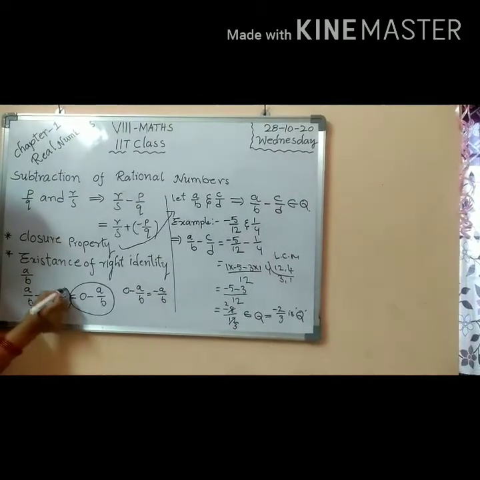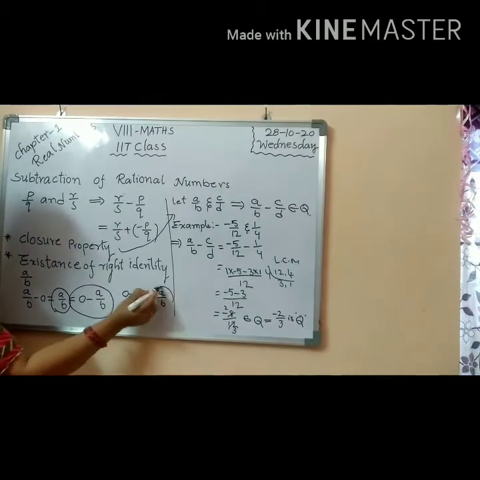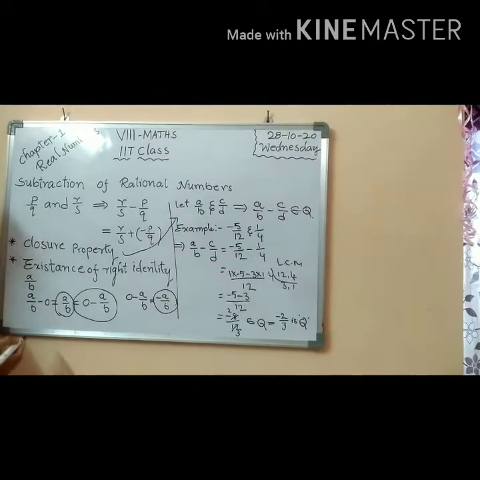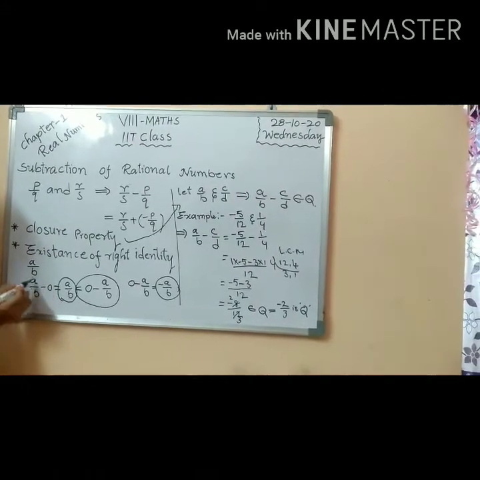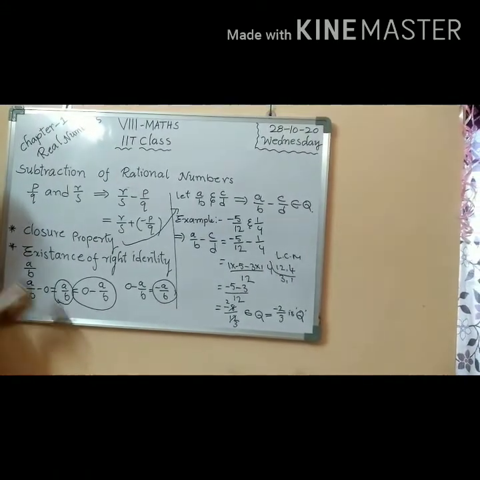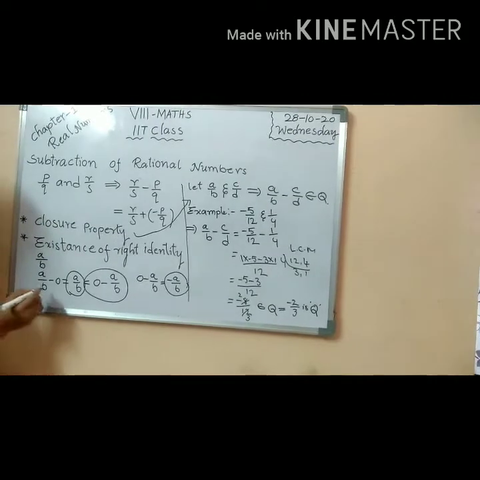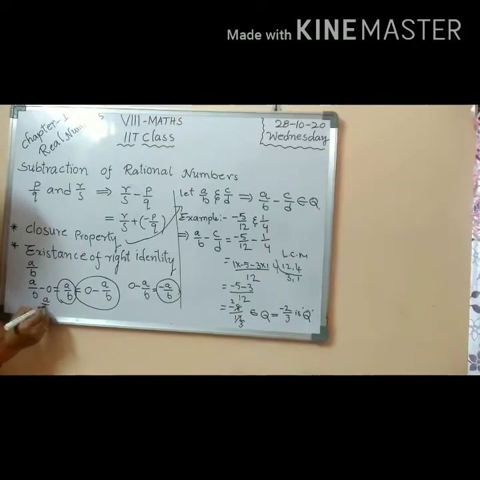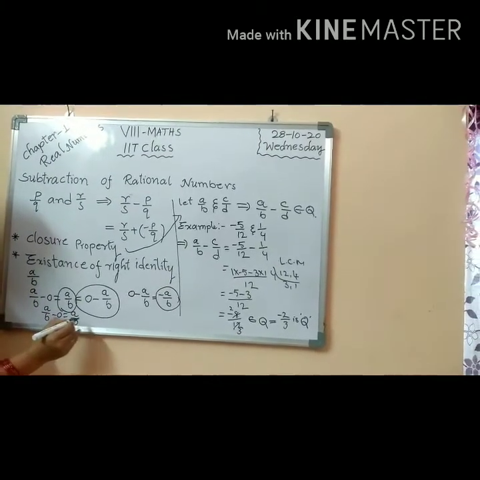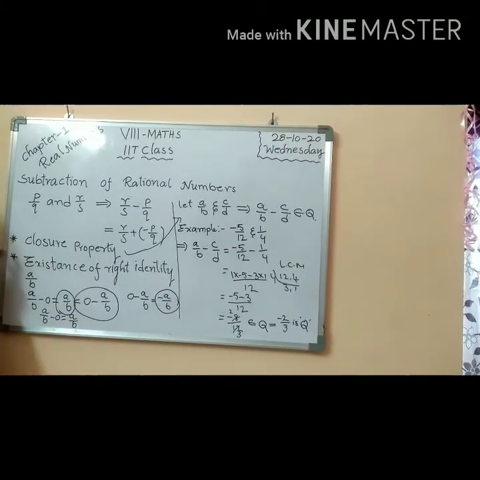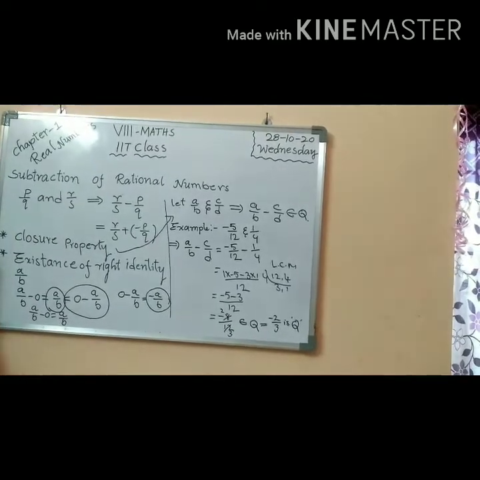So in this case a by b is there, and in the other case minus a by b is there. Are they equal? No. So the right identity holds, but not the left: a by b minus 0 is equal to only a by b. Did you understand, children?